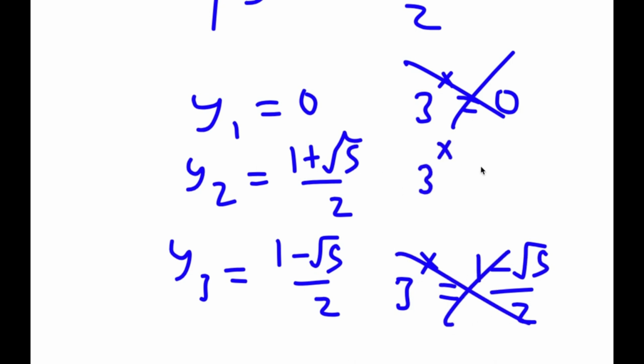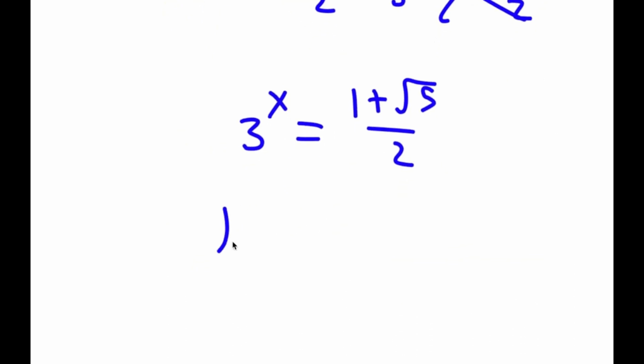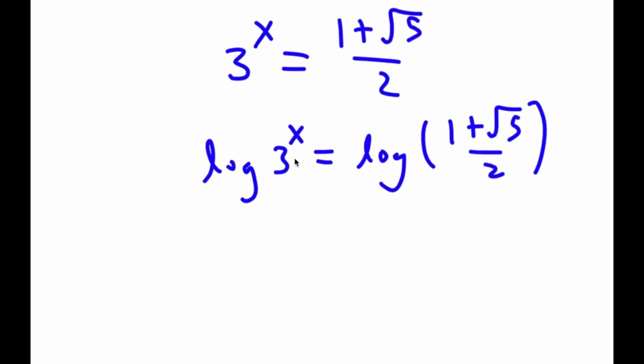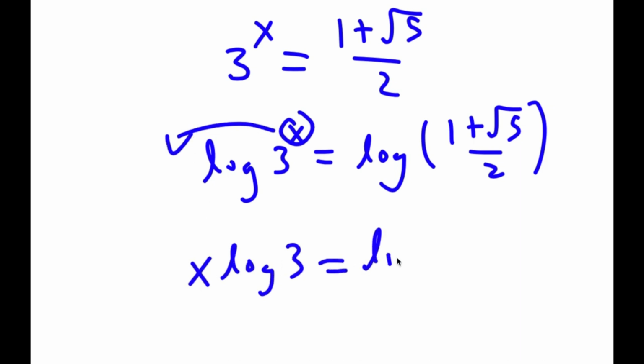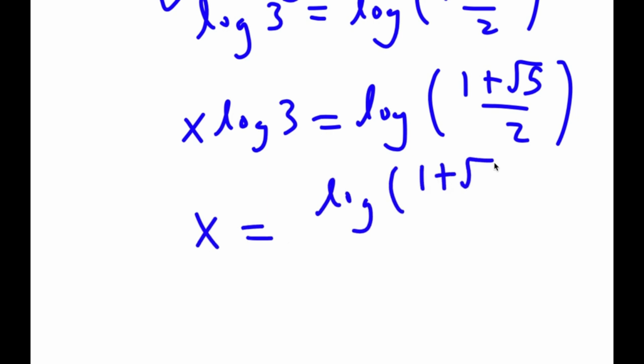So I'm left with 3 to the power of x is equal to 1 plus the square root of 5 over 2. So to solve this, I'm going to take the log on both sides, so I have log 3 to the power of x is equal to log 1 plus the square root of 5 over 2. Now I can move this to the front, so now I have x times log 3 is equal to log 1 plus the square root of 5 over 2. And if I divide both sides by log 3, I get x is equal to log 1 plus the square root of 5 over 2 over log 3.